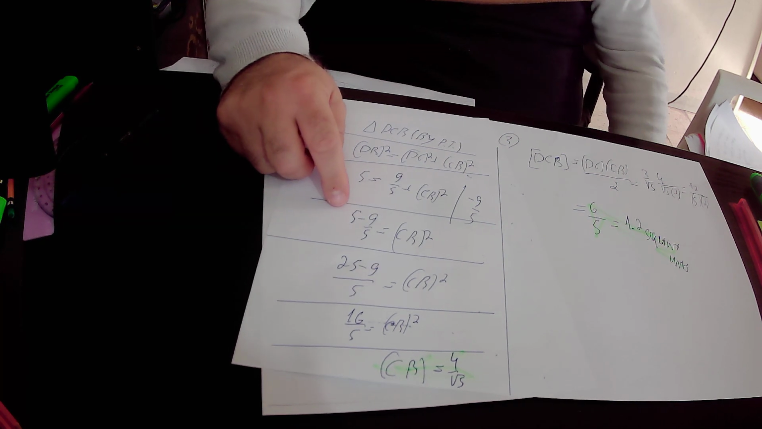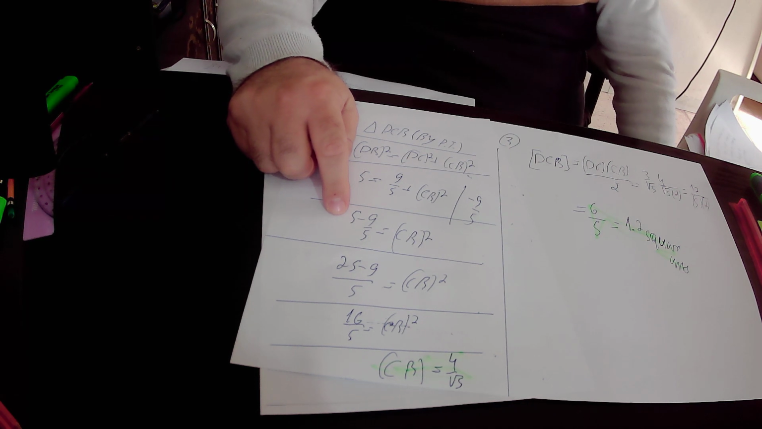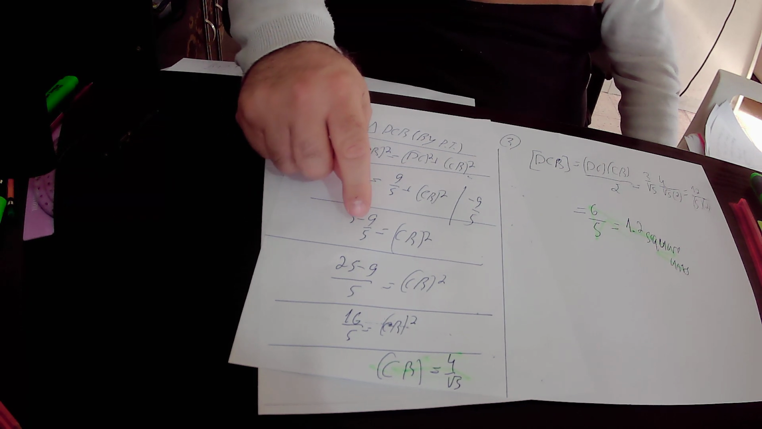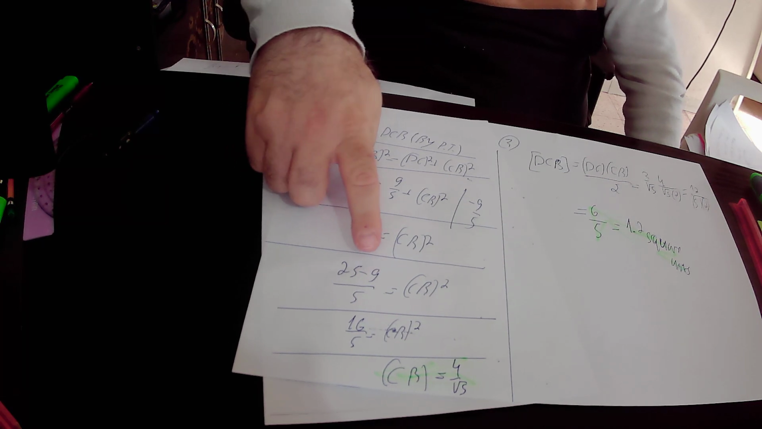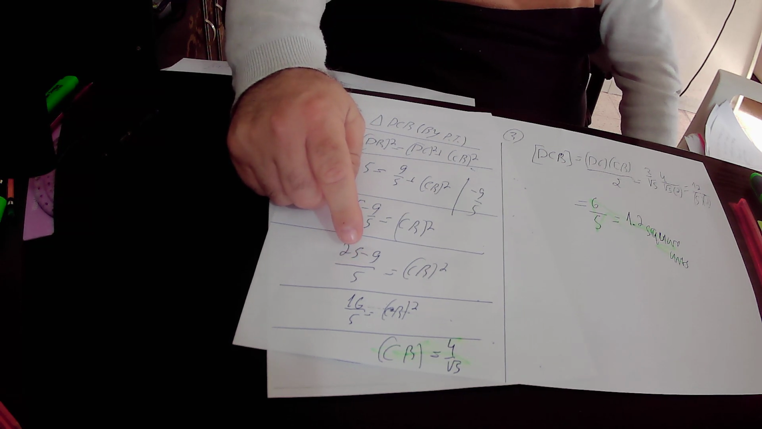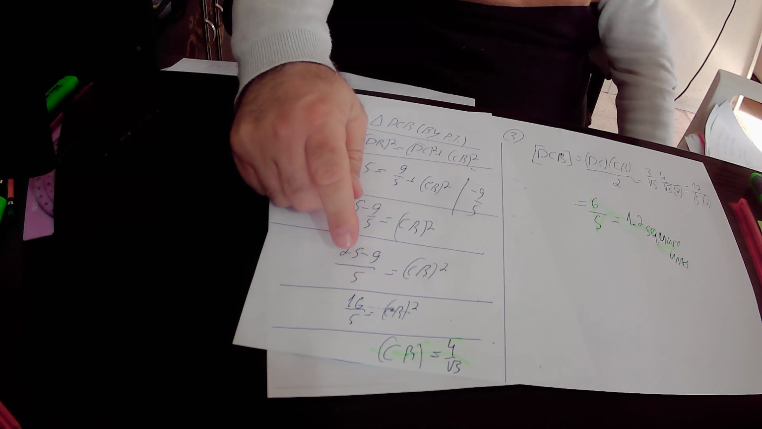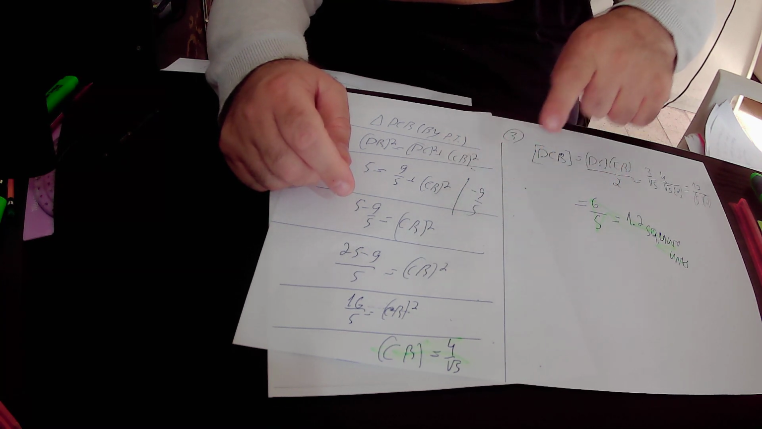We multiplied 5 by 5 and then divided by 5 in order to have a common denominator with this expression. So we got that 25 minus 9 over 5 equals CB squared. 25 minus 9 is 16, so we got that CB squared equals 16 over 5. We took the square root of this equation and found that CB equals 4 over square root of 5.